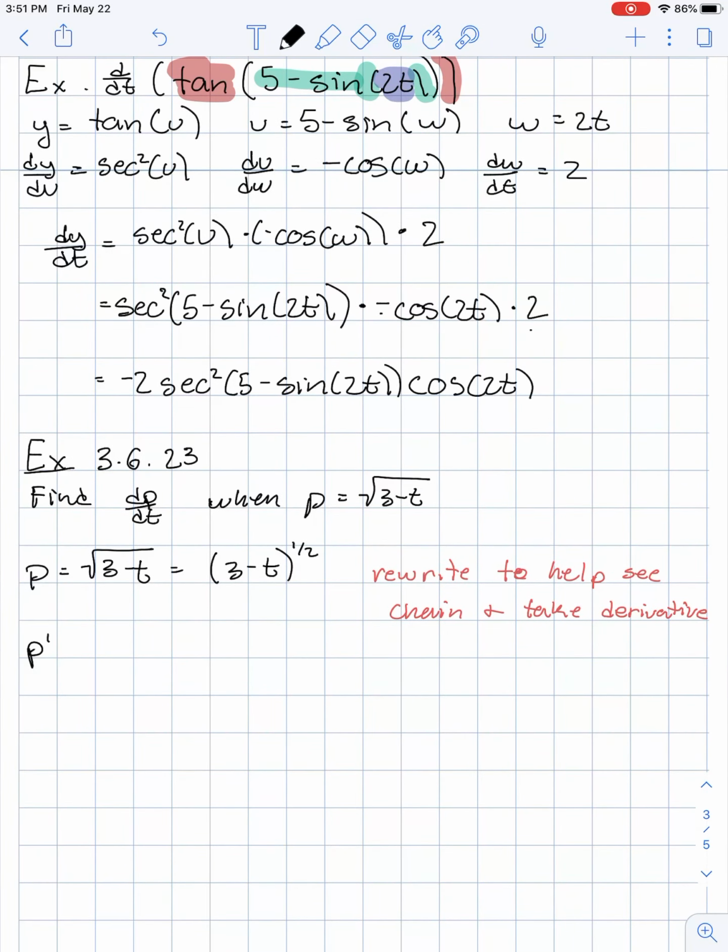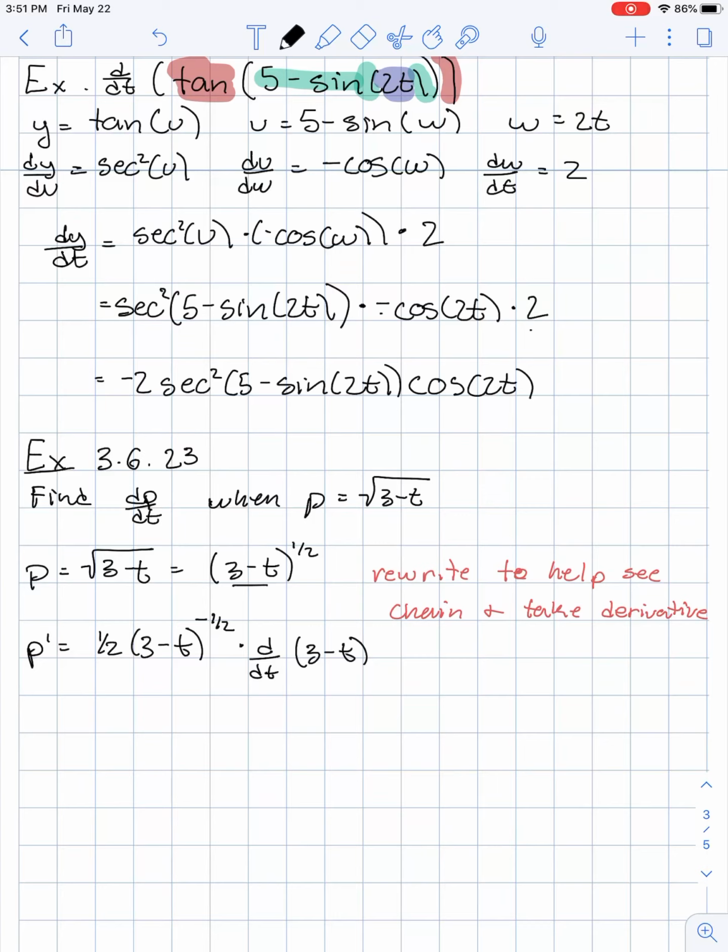Alrighty. And then I can take the derivative with respect to t, and this 1/2 is going to come down. Right, so I'm taking the derivative of the outside with the inside still the same. The inside here is 3 minus t, inside that parentheses, to the minus 1/2, because that's how the power rule works, times the derivative of the inside.